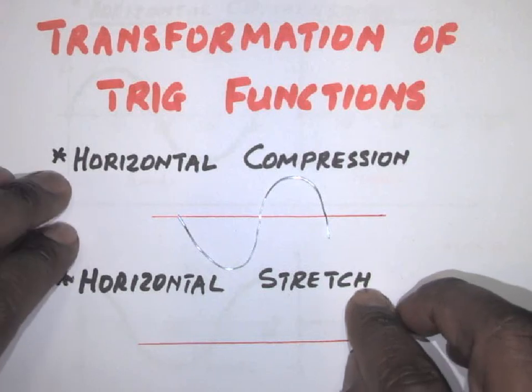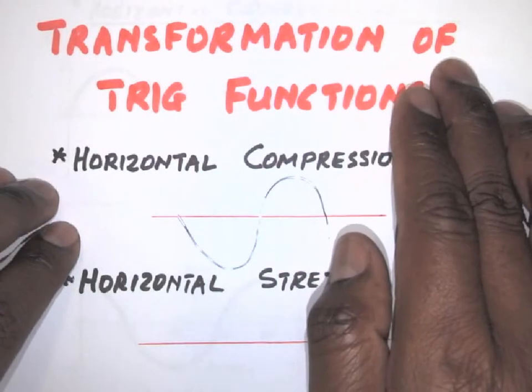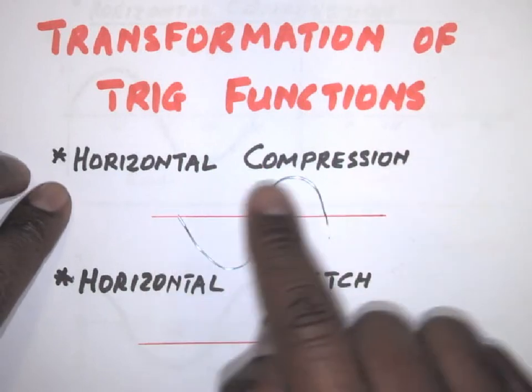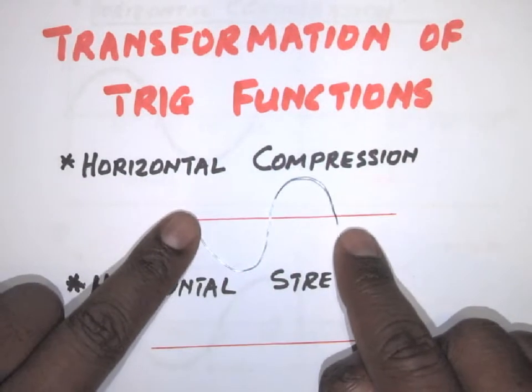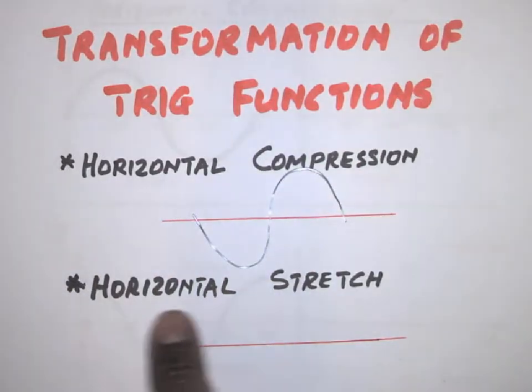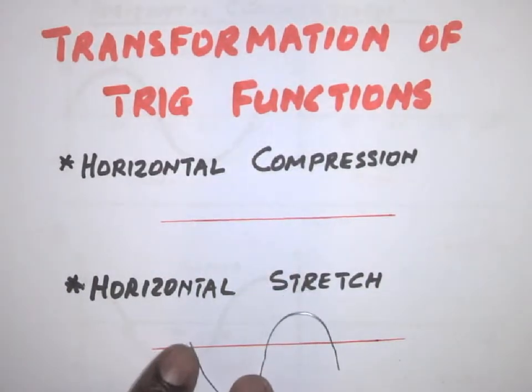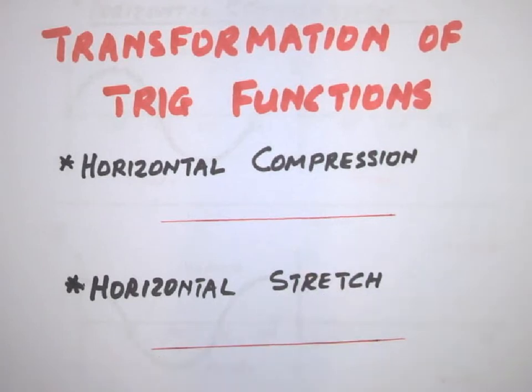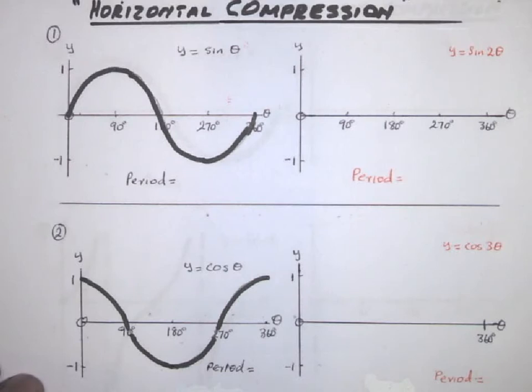In this lesson, we're going to look at the transformation of some trig functions. In this case, we are only going to look at the horizontal compression. For instance, if I were to press this, that's compression. Or we'll look at the horizontal stretch, when it would be like pulling like that. Okay, so let's look at some examples.